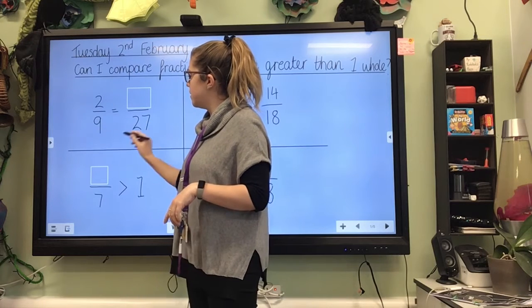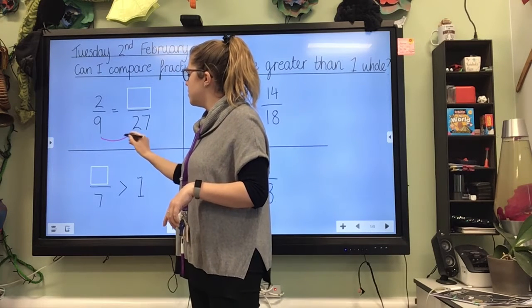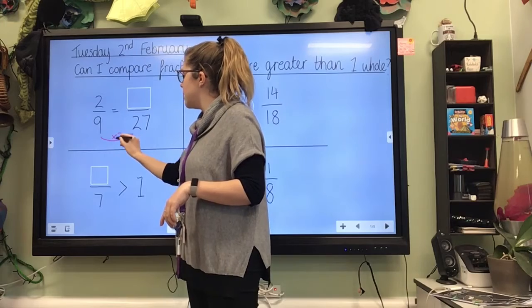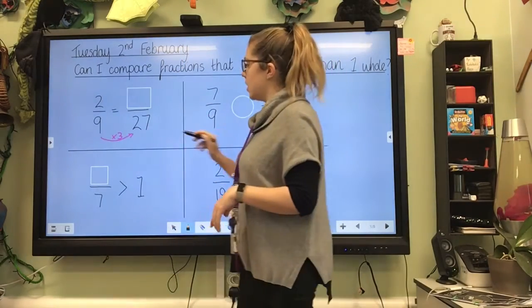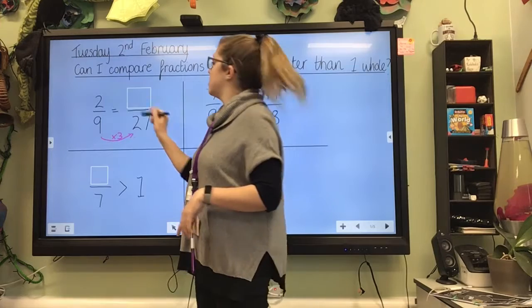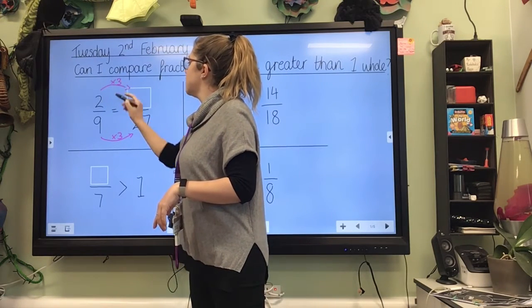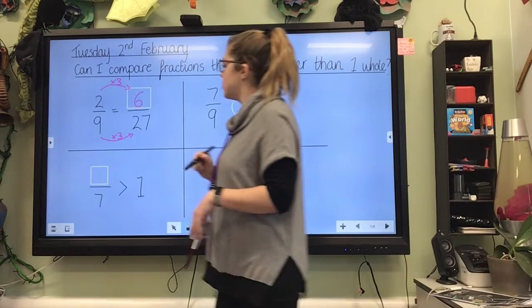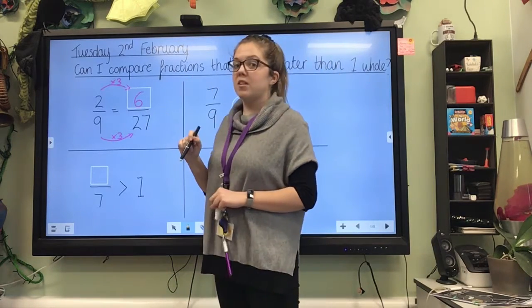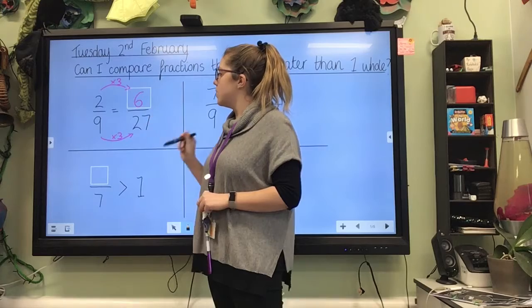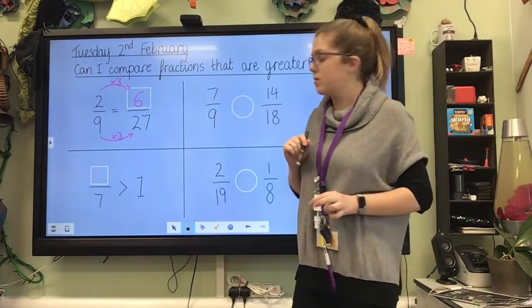So 9 and 27, I know I need to do 9 times 3 to get 27. Whatever we do to the bottom, we need to do to the top number. So 2 times 3 is going to give me 6 27ths. And that statement is now finished. 2/9 is equivalent to 6 27ths.